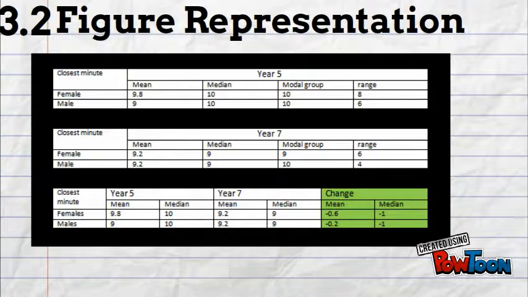The median suggests that Year 5 students sleep more than Year 7 students, with a difference in both female and males of 1 hour. The mode group supports this statement only in regards to female sleep duration. The mode group for male population remains consistent.